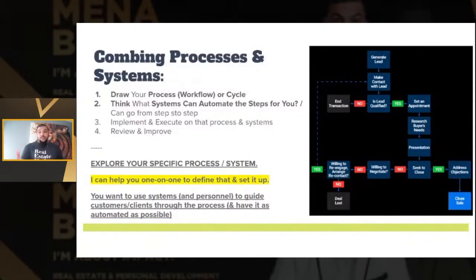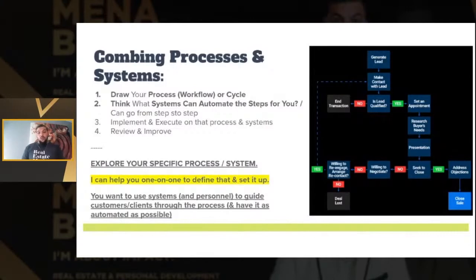And an offer I'll make to you is that I can help you one-on-one to define that process and those systems that can work for you and help you set it up. So as you are thinking through, okay, what processes do I need in my business? What systems do I need to automate this process for me? I can help you with that conversation.